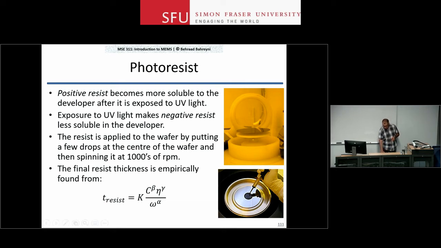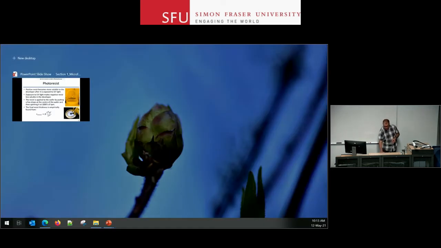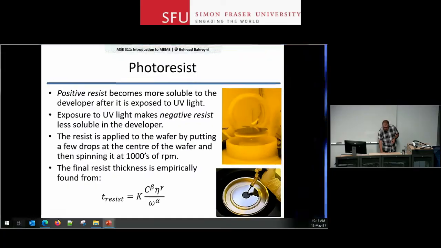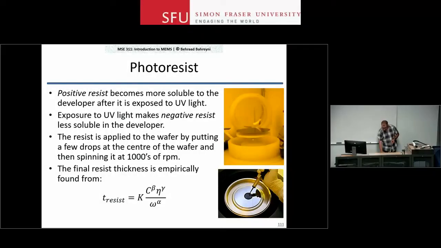So the first one is concentration, the concentration of the polymer in your photoresist, how much solvent you have there. How thick is this photoresist, right? So that is obviously one parameter, so that's indicated by variable C in that equation.